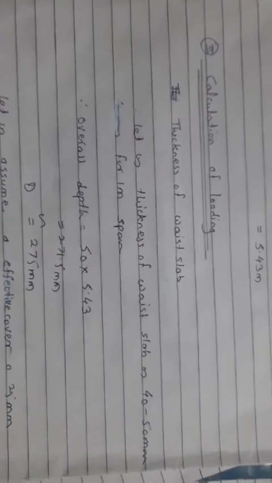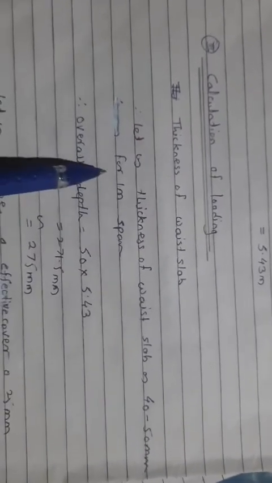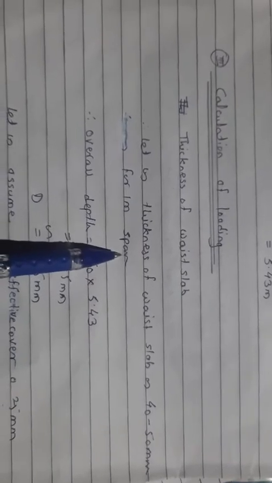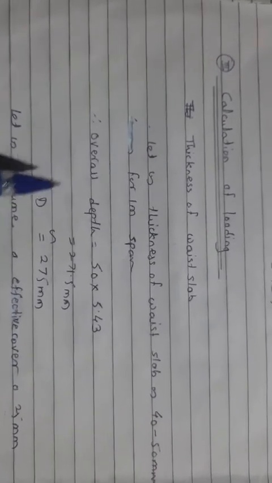Now first we have to calculate the thickness of the waist slab. Now we are using the thumb rule, that is the thickness of waist slab will be considered as 40 to 50 mm for 1 meter effective span. So here we are considering 50 mm for 1 meter. So overall depth is equal to 50 into effective span.